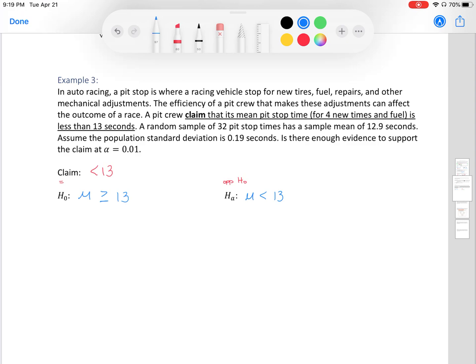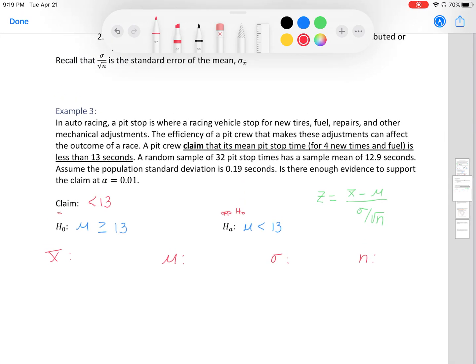Okay, now we're gonna set up our problem. We're gonna use that formula that was given. Z is equal to x bar minus mu over standard deviation divided by the square root of n. So we're gonna need some pieces of information. We're gonna need x bar, we're gonna need mu, sigma, and we're gonna need n. That's gonna tell us our z-score. And we'll translate that into a p-value and then compare it to alpha. So let's make a list.